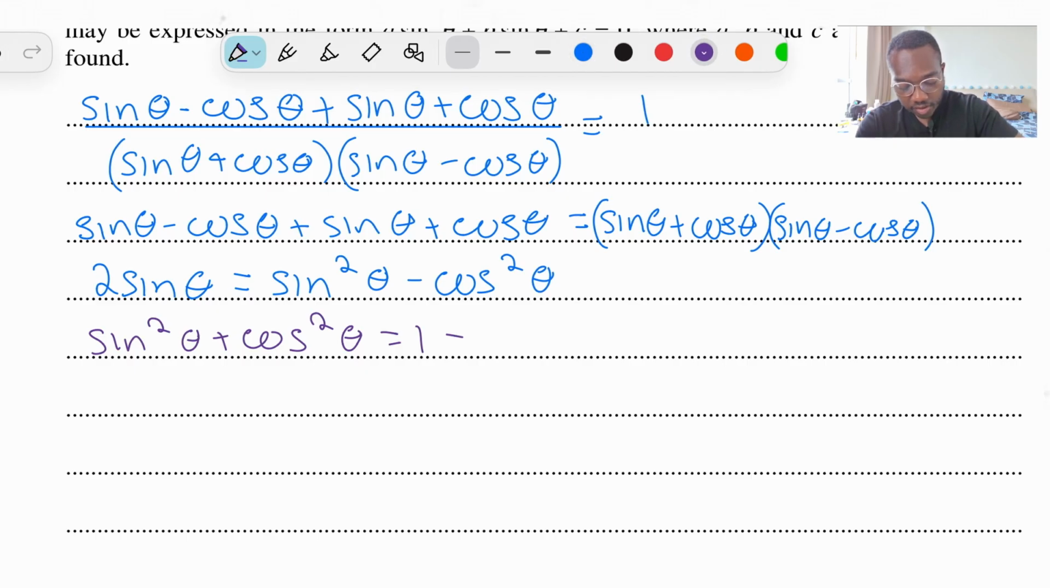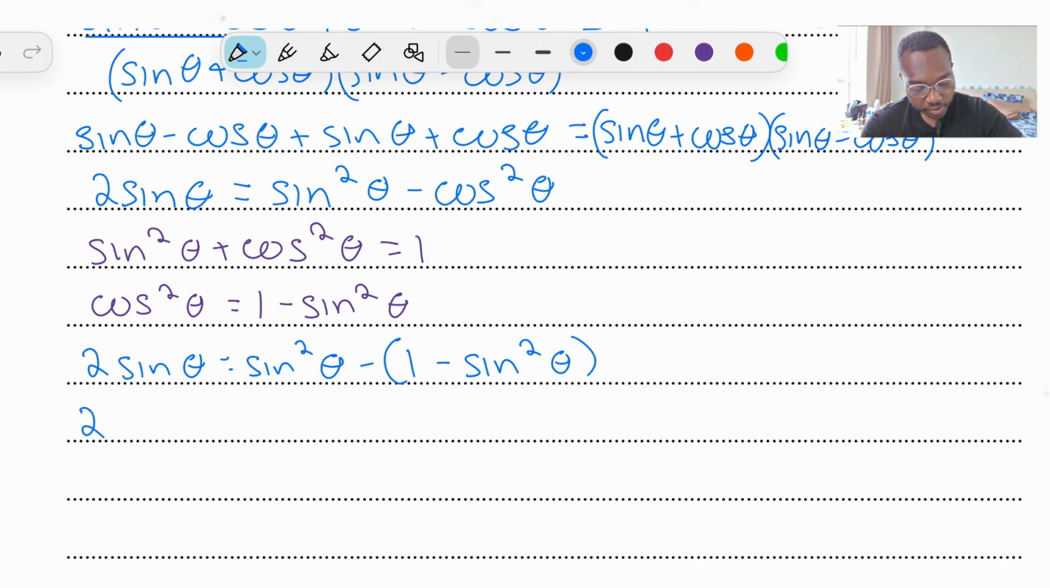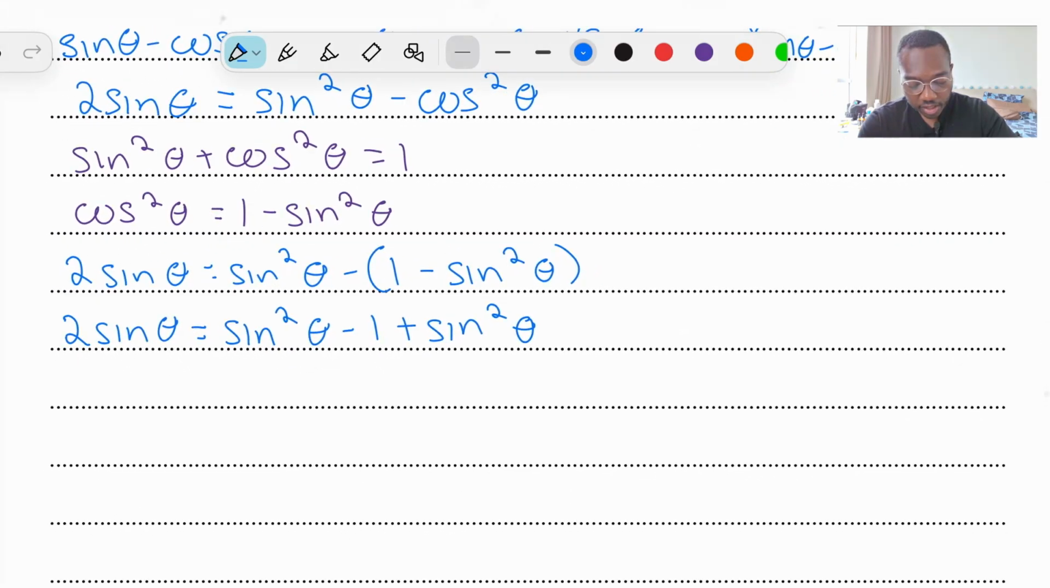So in this case, what would that be? Well, cos squared theta is equal to 1 minus sine squared theta, and then we just substitute that in. So in our equation, we'll get 2 sine theta is equal to sine squared theta minus (1 minus sine squared theta). Okay, so we get 2 sine theta is equal to sine squared theta minus 1 plus sine squared theta. Watch out, make sure your signs are the right way around.